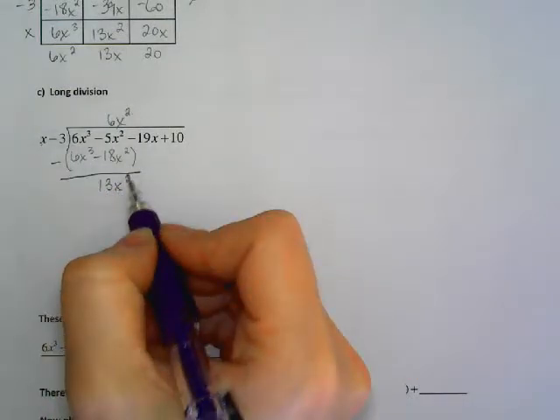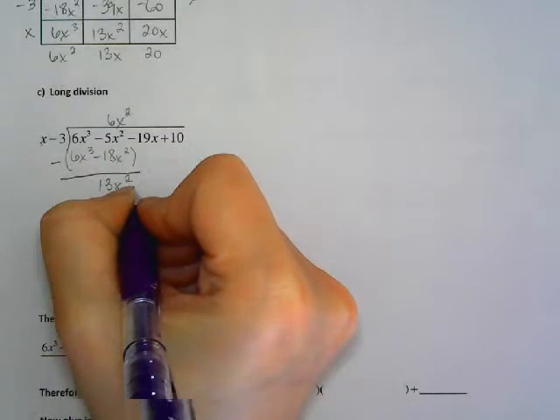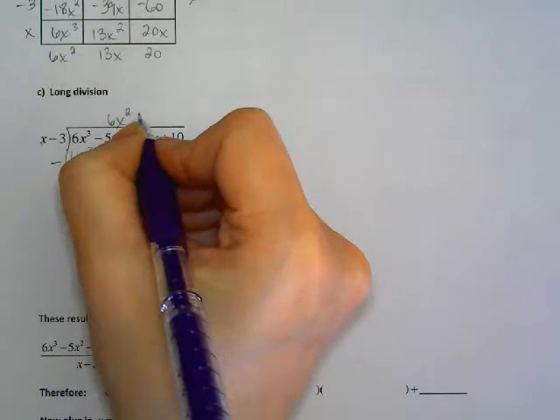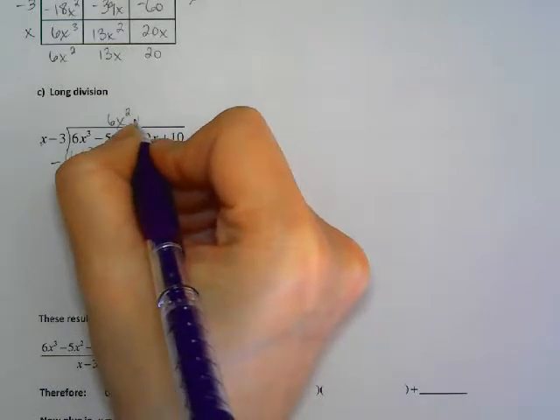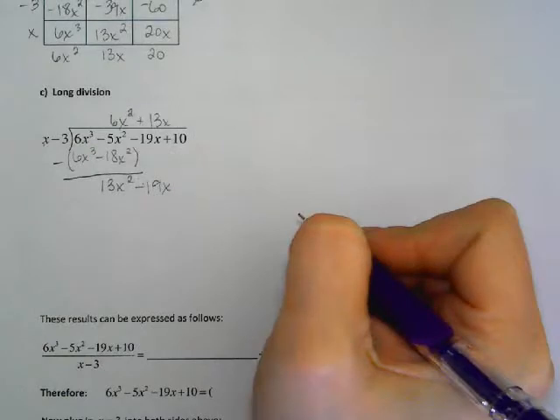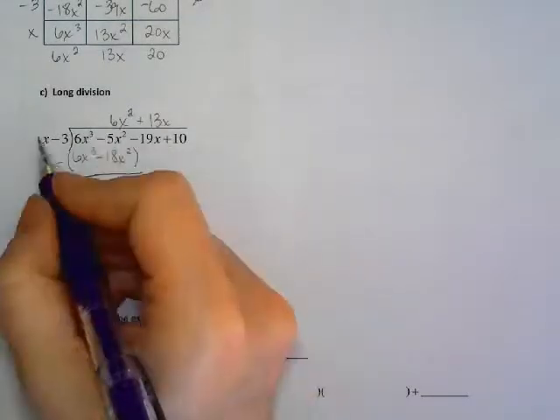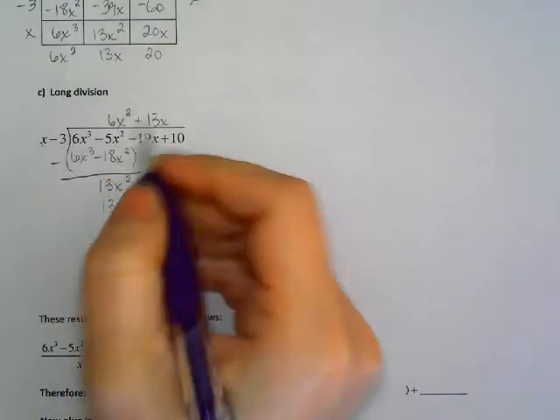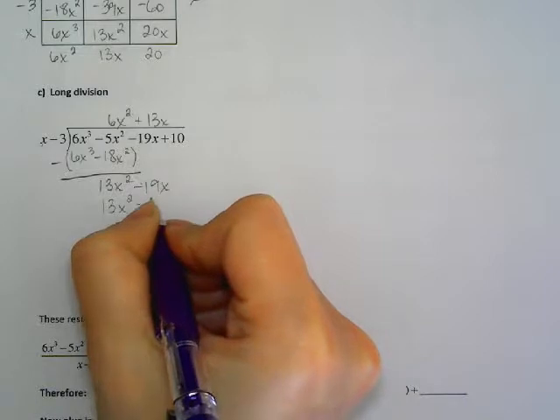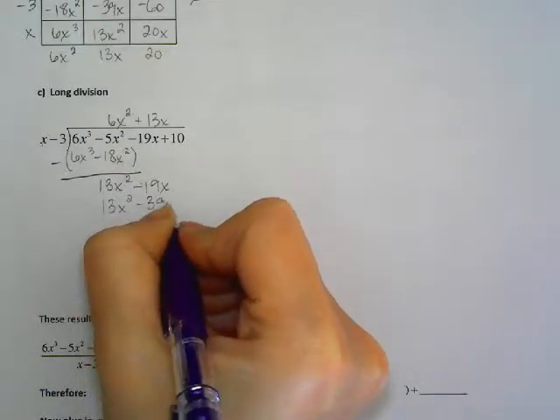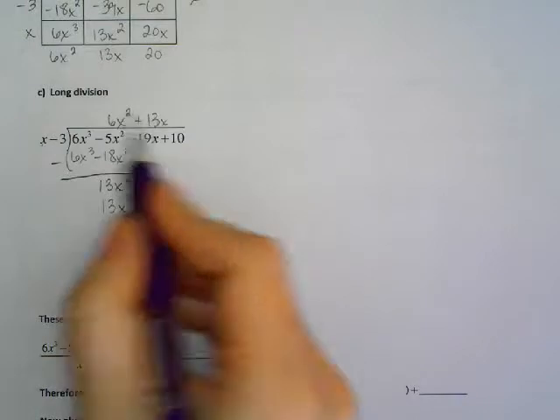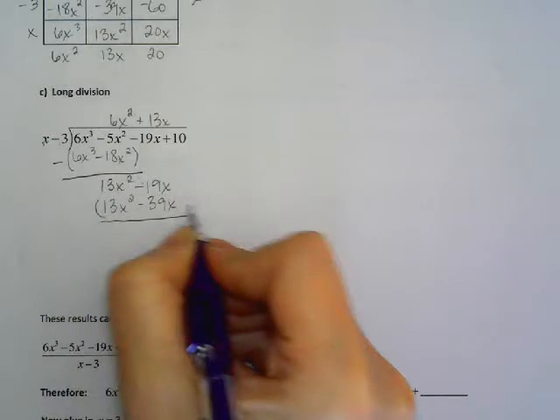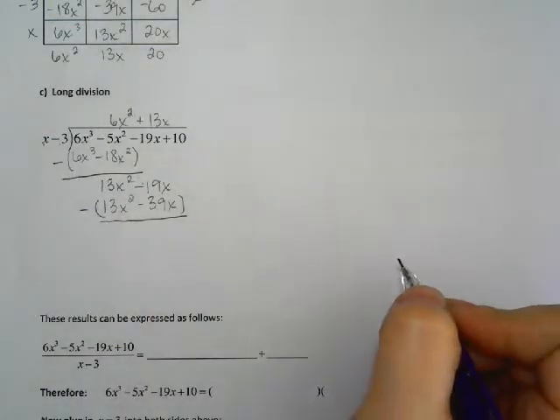X goes into 13x squared. Oh, sorry, I'm going to drop down my negative 19x. X goes into 13x squared 13x times, if we want to put it that way. Then we multiply 13x squared minus 39x, 13x times negative 3. Mathematically, we're doing the same thing that we just did.